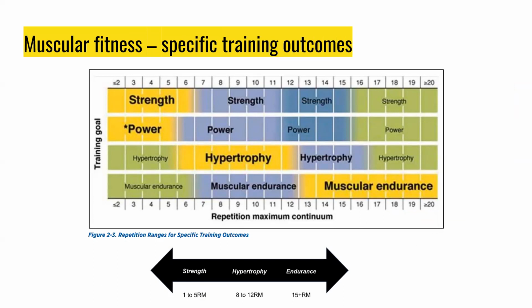Now, let's talk about the specific training outcomes and this repetition maximum continuum. You've probably seen this before in previous classes. Probably if you're taking strength and conditioning, you've seen this table before. This is our repetition ranges where we'll be able to select if we want to improve strength only or muscular endurance only. We have a repetition range and an intensity, percentage of the intensity that will be according to that goal. So let's look at two ends of the spectrum.